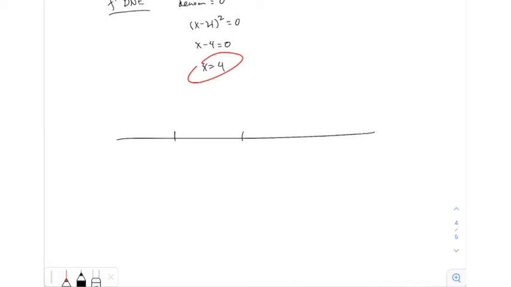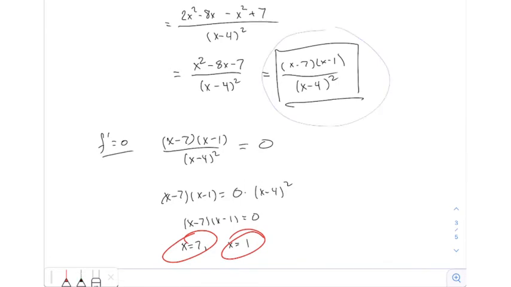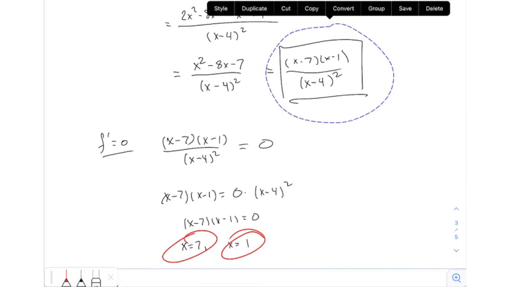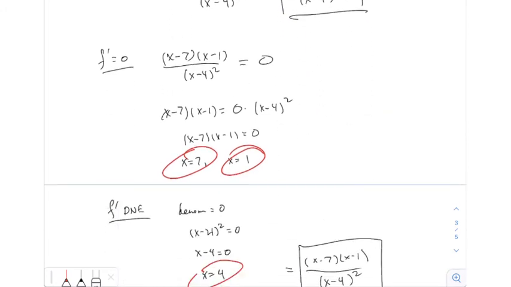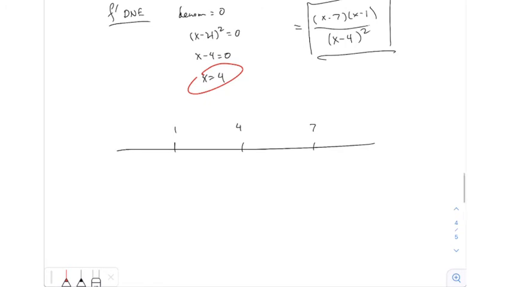1, 4, and 7. And then we're going to choose values in between, just like we did before, and plug them into the derivative formula, which I'll copy down there so we can still see it. That's the derivative formula. So let's choose your favorite values in between these, and plug them into the formula in the box. Far on the left, all the way on the left, let's choose 0. I always choose 0 when that's an option.